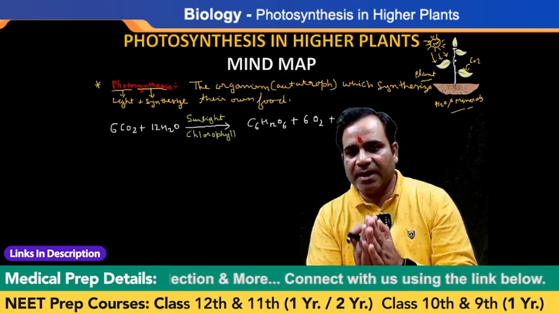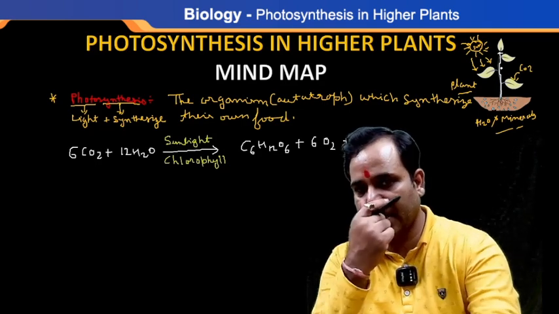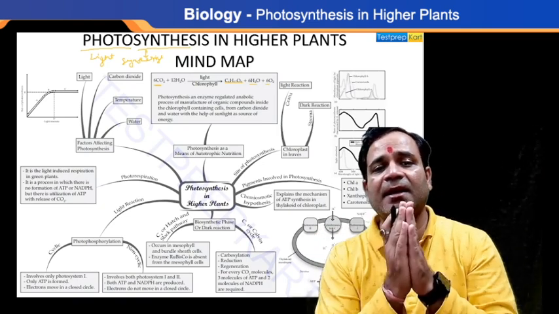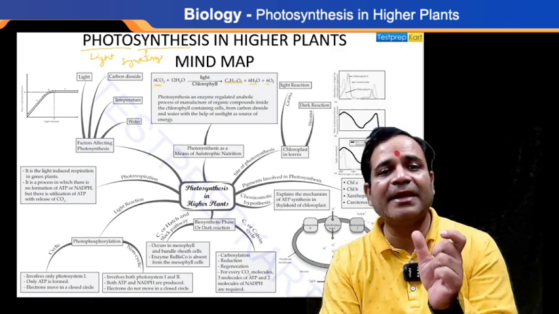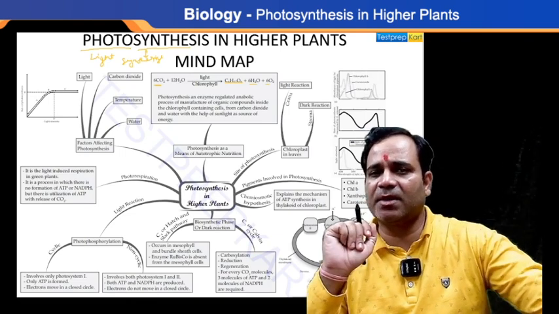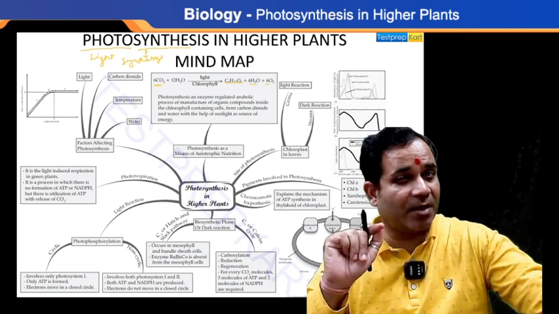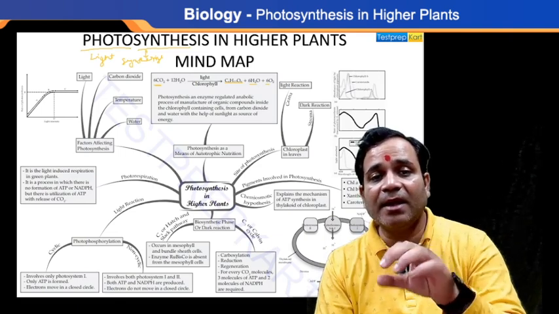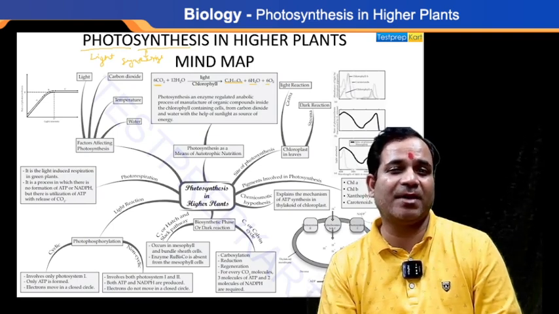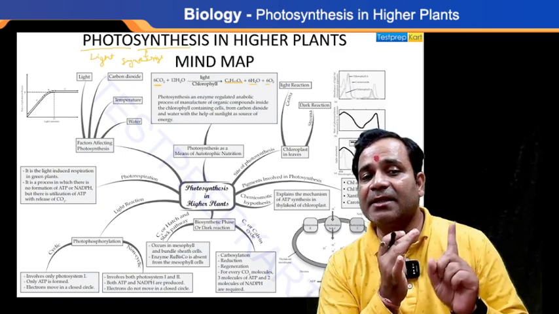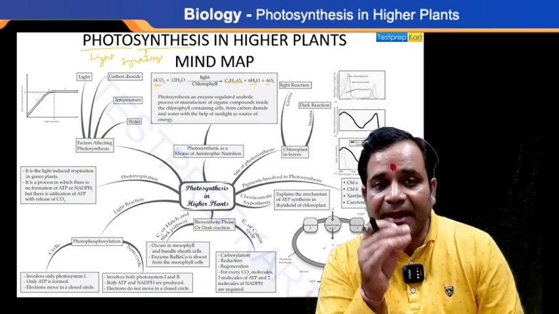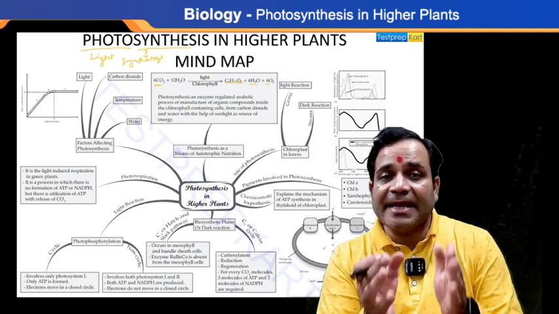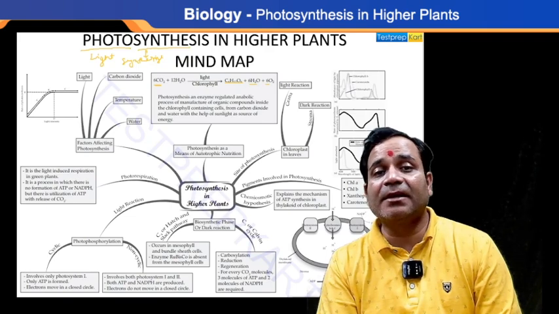Now see, if we get this one point, what would we have to know next according to the mind map? Let's see. So the photosynthesis term is clear. Photosynthesis and enzymes also, dear, regulate the anabolic process. Whenever I'm saying anabolic process, I'm saying anabolism, my dear. Getting my point? Anabolism is a formation process. So in photosynthesis, enzymes regulate the anabolic process of manufacture of organic compounds inside the chlorophyll-containing cells.